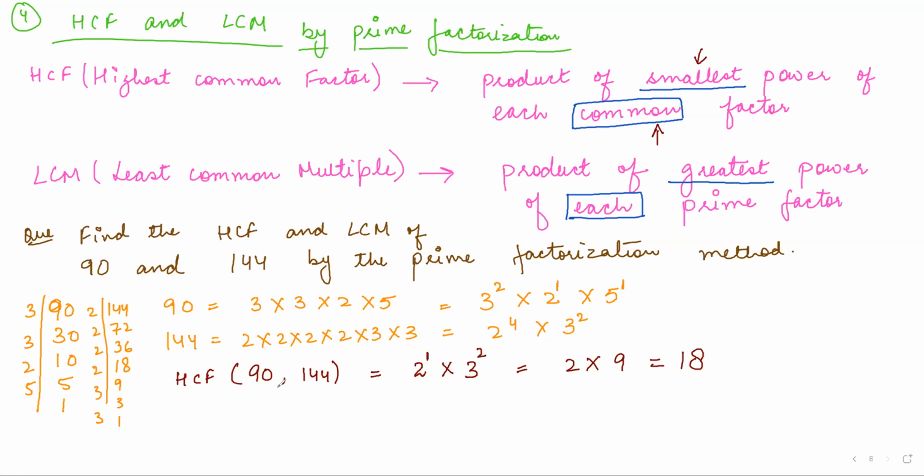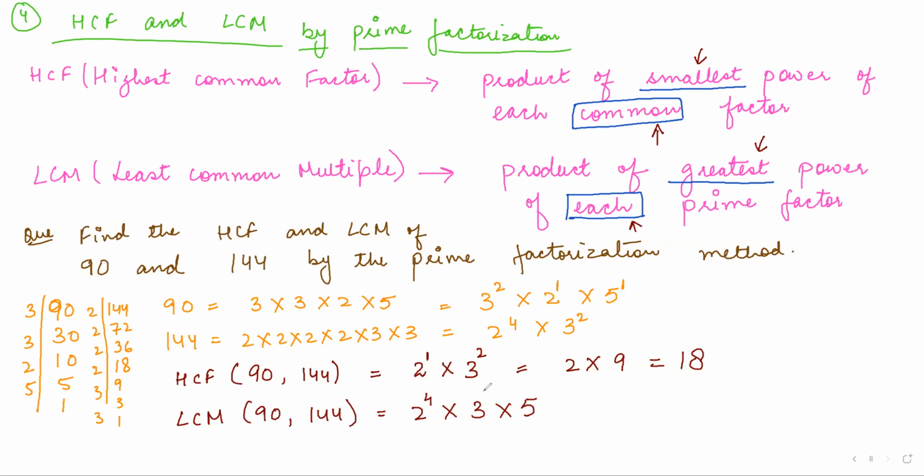Right? Now let us take the LCM of 90 and 144. So look at the definition here: the product of the greatest power of each prime factor. So I'll take all the prime factors, like 2, 3 and 5. Now what about the powers? Here it is 2 to the power 1 and 4, so I'll take the greatest power, 2 to the power 4.